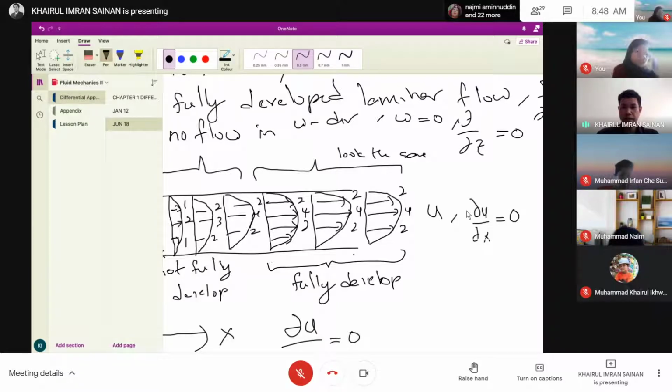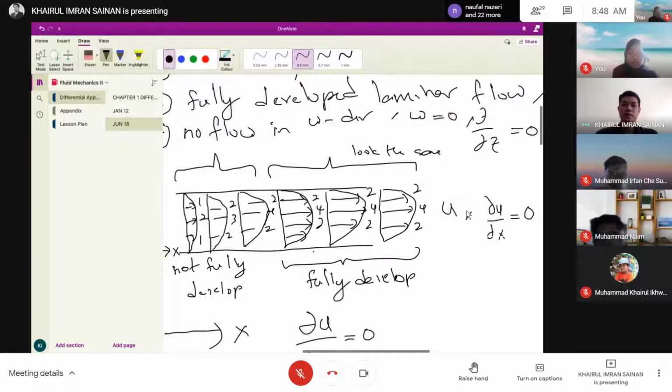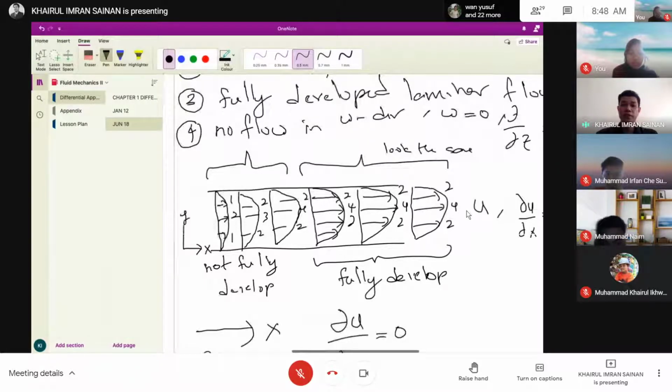So in x direction, the profile will look the same. Okay. But for this region, no, right? So here, del u over del x for this region is not going to be equal to 0.